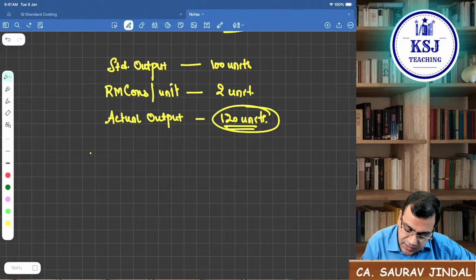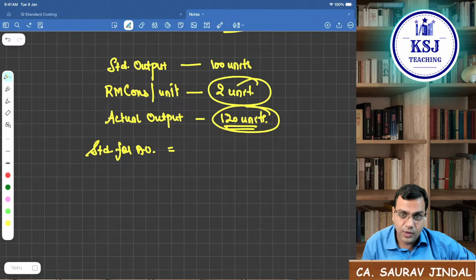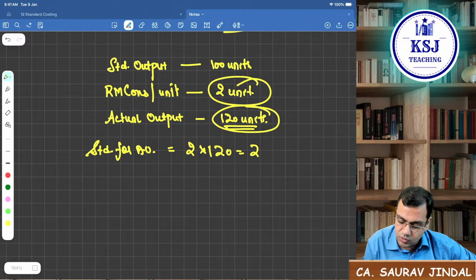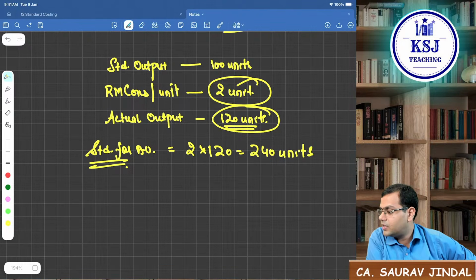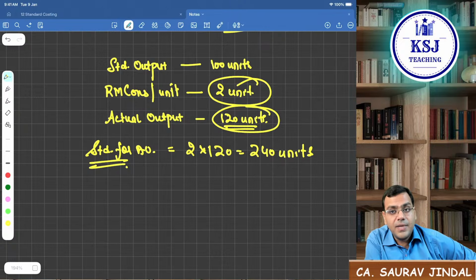So I have to set the standards. Now standards for actual output will be how much? That will be 2 for every 1 unit. So actual output is 120 units. So 2 into 120, that is 240 units. This is my standard quantity for actual output. Right? If you have standards for 1 unit, then you can directly multiply it with actual output.